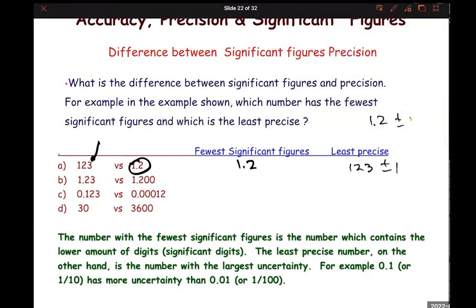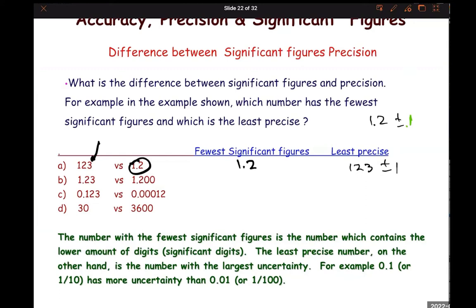The rightmost digit is your uncertainty. And the rightmost digit here is to the 10th place. Here, your rightmost digit is to the first place. So you can see that 0.1 is smaller than 1. So it's more precise. Least precise is 123.